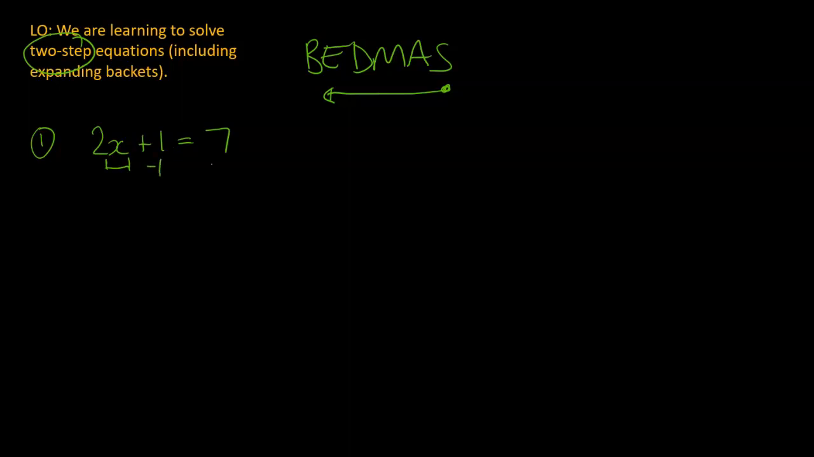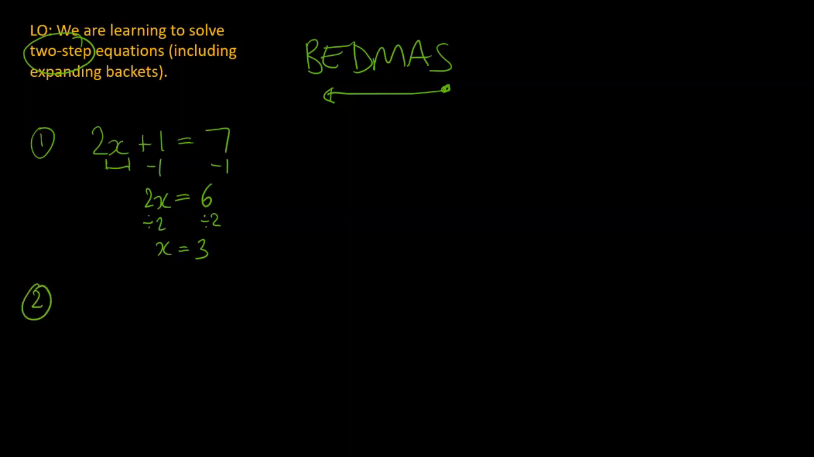We're going to go minus 1, minus 1. That means 2x will be equal to 6. This is a one-step equation now, so to get rid of this times 2, we're going to divide by 2, divide by 2. That gives us our answer, x equals 3, just like we speculated at the beginning of the question.